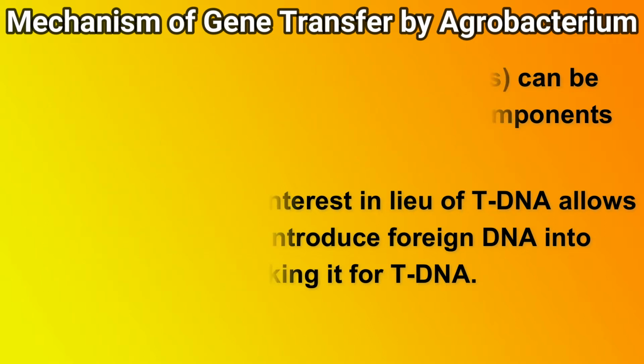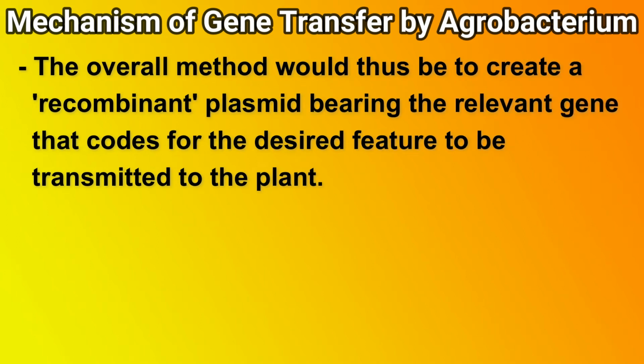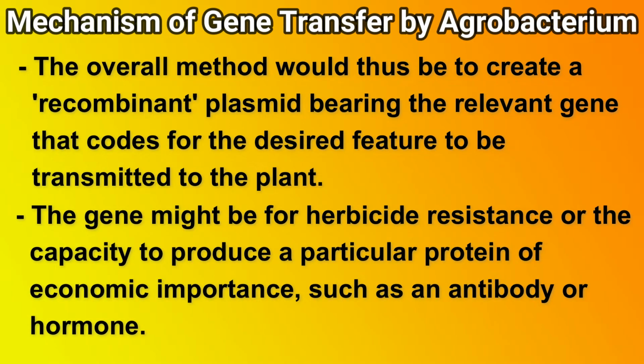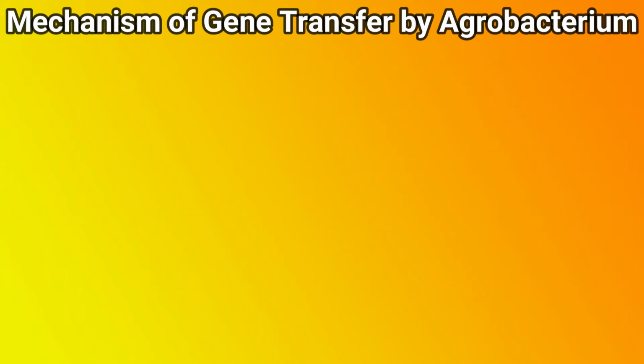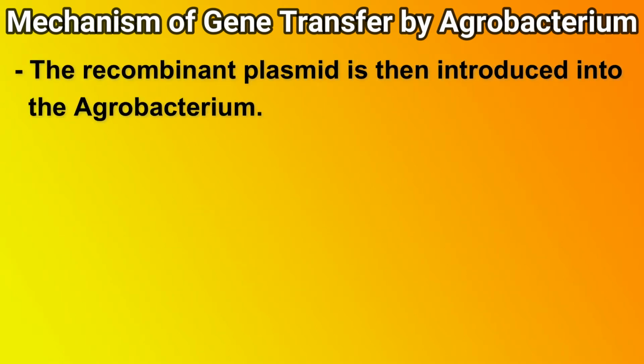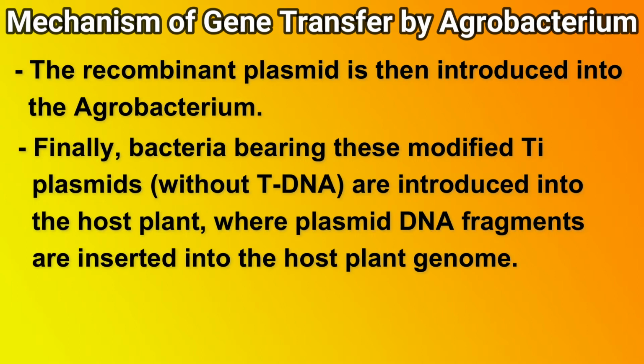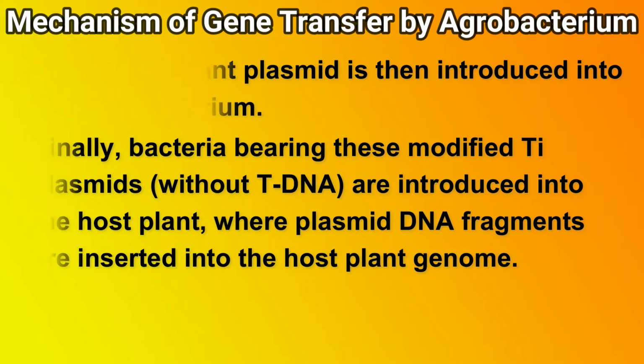for T-DNA. The overall method would thus be to create a recombinant plasmid bearing the relevant gene that codes for the desired feature to be transferred to the plant. The gene might be for herbicide resistance or the capacity to produce a particular protein of economic importance such as an antibody or hormone. The recombinant plasmid is then introduced into the Agrobacterium. Finally, bacteria bearing these modified Ti plasmids without T-DNA are introduced into the host plant where plasmid DNA fragments are inserted into the host plant genome.